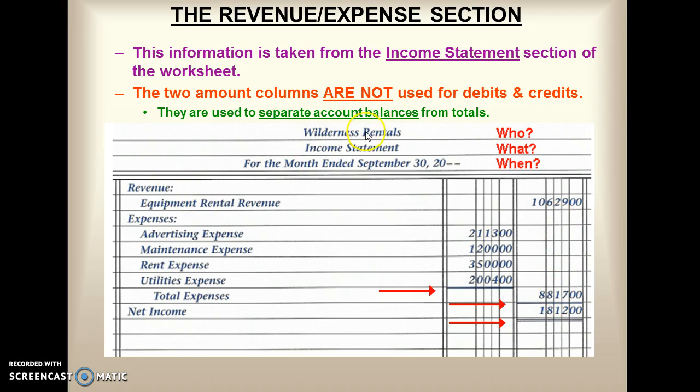In this case, once again, the name of the company, income statement, and then the month ended. We only have one revenue account, so revenue is singular, followed by a colon, indented, the name of the account, and the balance listed on the right-hand side. Then we have the expense section followed by the colon. All the expenses are indented. Their amounts are listed. Total expenses indented from the expense section.